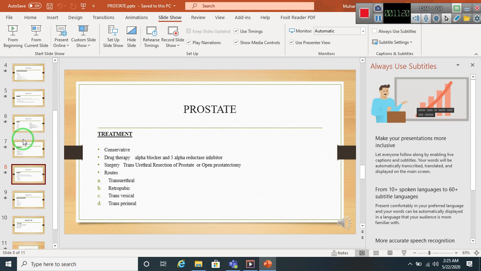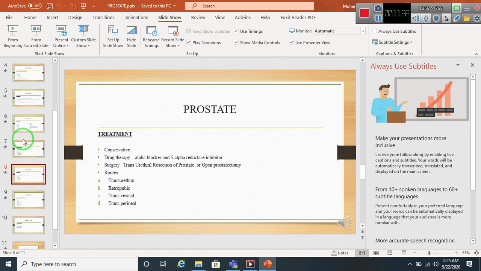Treatment may be conservative. Conservative means we are not operating immediately on the prostate gland, the enlarged lobe, the enlarged gland. We are just looking, and we can try to solve it conservatively by drugs. Drug therapy: alpha blocker and 5-alpha reductase inhibitors. Unani drug, Gulmandin. Surgery: transurethral resection of the prostate gland or the open prostatectomy.